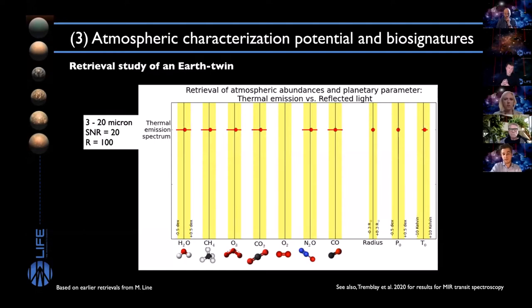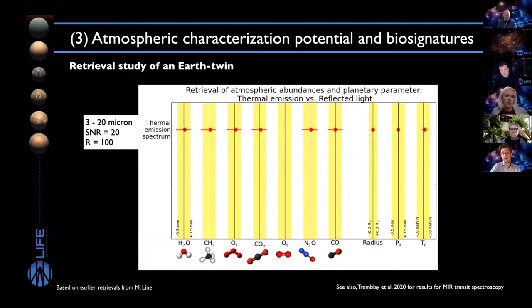However, you can see that in such a case, we can really accurately retrieve the true value that we put in for a number of very important molecules. And on the right side of the plot, you can also see how well we can retrieve the radius and the pressure on the ground layer of the atmosphere, so at the surface of the planet in this case, and also the ground temperature. The yellow areas for the molecules indicate plus minus half a dex, so plus minus a factor of 3. And the error bars on the red points are the 1 sigma error bars. So you can see how well we can really constrain the abundances. And for the radius, the yellow area is plus minus 0.3 Earth radii. For the pressure, it's again plus minus half a dex. And for the temperature, it's plus minus 10 Kelvin.